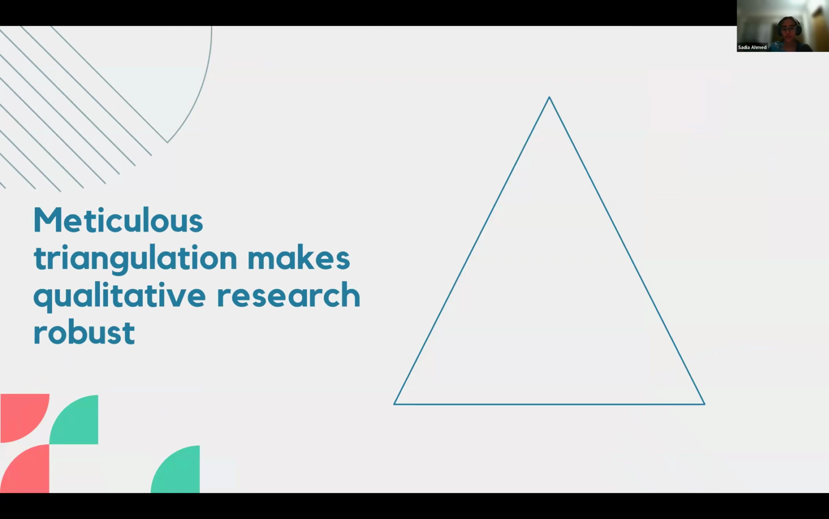And what is triangulation first? Triangulation is when you take data and match it from one person to the other. You get data from different people, different types of people.